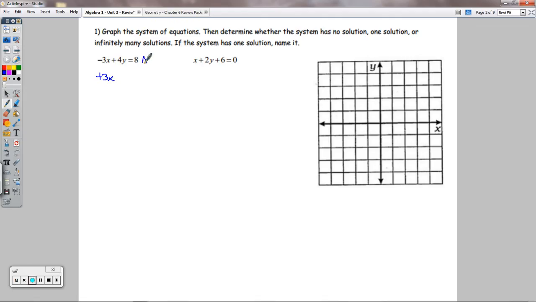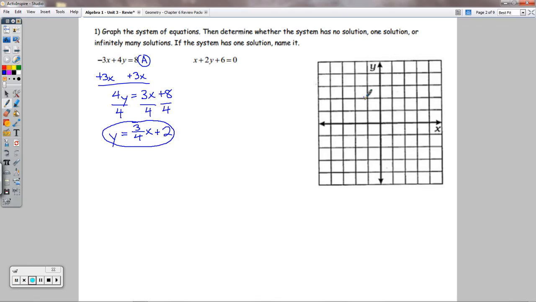I'm going to call this one a, and I'll call this one b over there, but I'm going to add 3x to both sides, and then I'm going to divide by 4, and that gets me my equation in slope-intercept form for this one. This is 3/4 times x plus 2. So if I look at this, it has a slope of 3/4 and a y-intercept of 2.